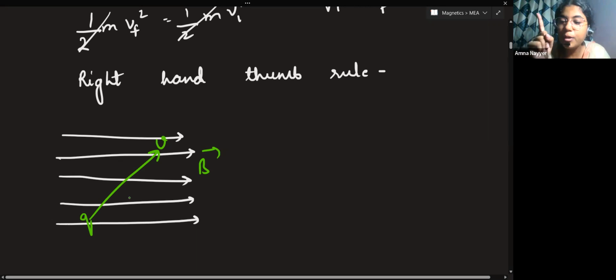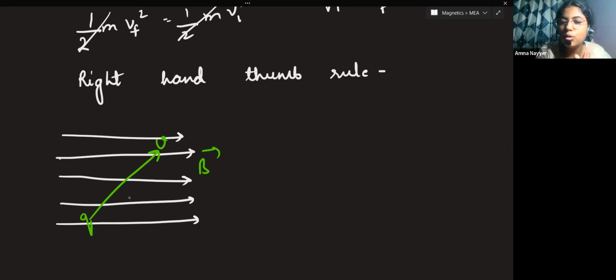See, keep the fingers of your right hand along the direction of velocity. If your velocity is downwards, then place your hand downwards. If it is upwards, place it upwards. So this is my right hand. If I put it in the direction of velocity, it will look like this. And then curl it towards the magnetic field. If you curl it towards the magnetic field, this is the direction according to me. Just try it at your home also.